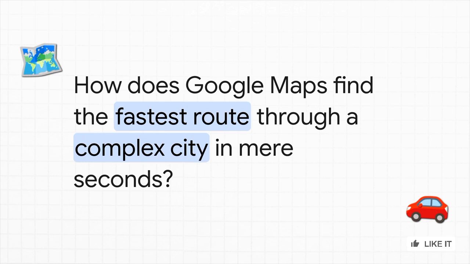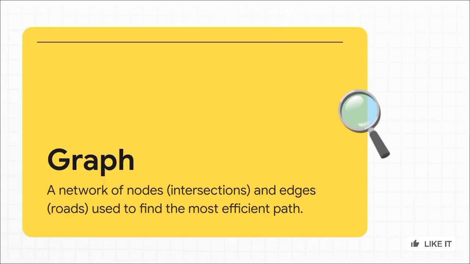All right, let's look at something even more complex. Google Maps. How does it calculate the fastest route through a massive city with thousands of streets, intersections, and traffic jams, and do it all in just a few seconds? That, my friends, is where the graph comes in. It's the ultimate data structure for modeling networks.